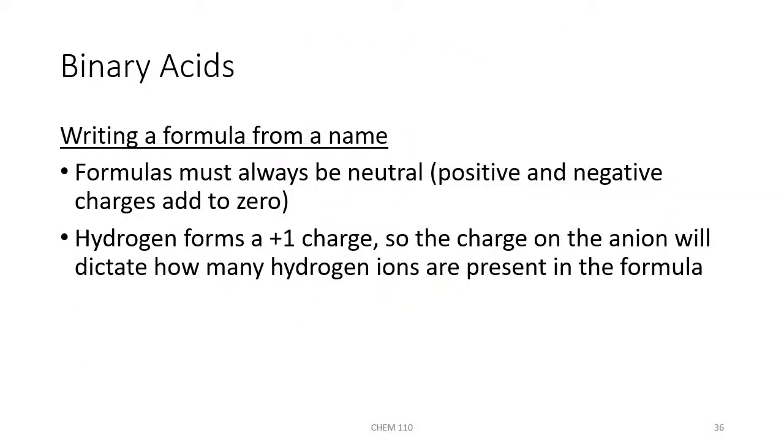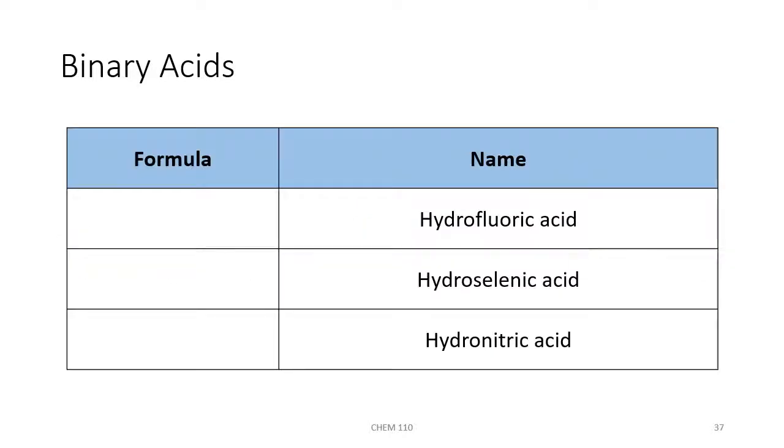Going backwards, we're still going to write a neutral formula. And how many hydrogens there are in our formula will be dependent upon the charge of the anion. Hydrogen always forms a +1 charge, so however many hydrogens we need to make the formula neutral will be what's listed. Hydrofluoric acid. So fluorine is a group 7A nonmetal and it has a -1 charge. So to write a neutral formula, we would have our H out front, followed by our nonmetal, which is fluorine, and then we list AQ after it.